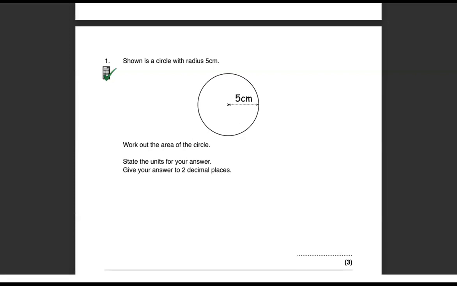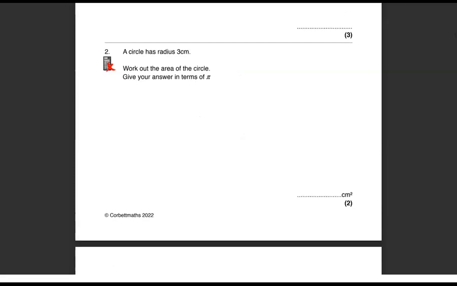So what about this one in terms of pi? The circle has a radius of 3 centimeters. 3 squared is 9, so times by pi. 28.27. No, it asks you to give it in terms of pi. Oh, in terms of pi, so 9 pi. Yes, 9 pi. You don't have to convert it, just leave it in that form. So I think we are fine.